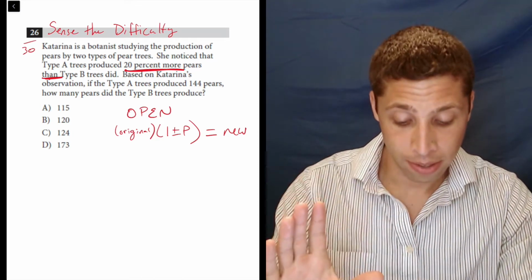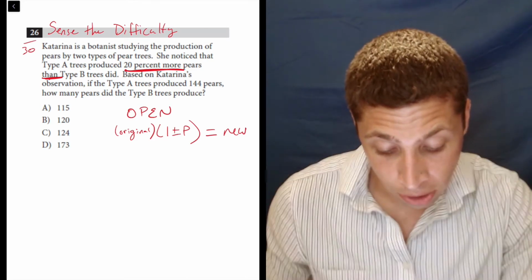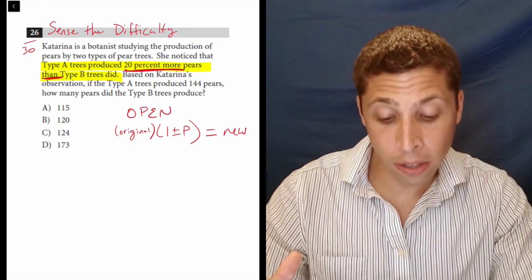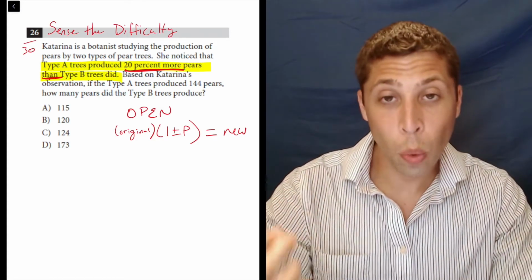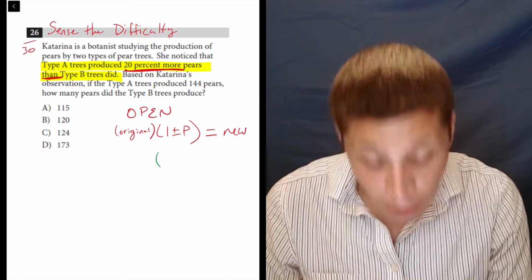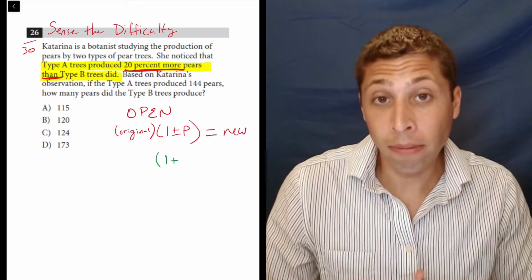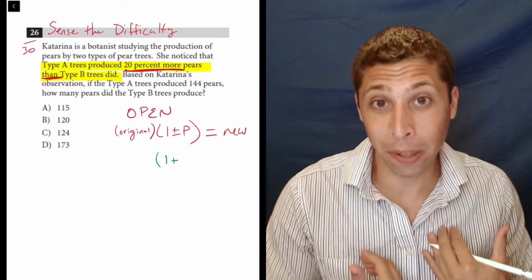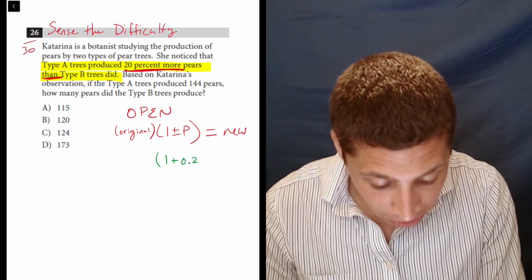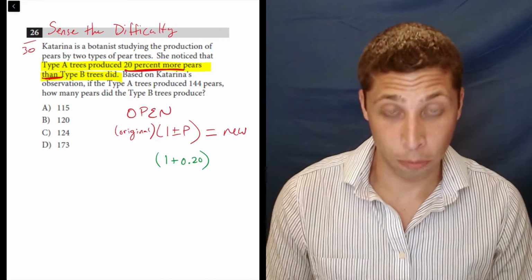So use the percentage piece. It says, type A trees produce 20% more pears than type B. That's our key phrase. So the part here that's intuitive is 20% more than, okay? So that means the P portion is going to be plus. More than, intuitively, in my formula, will turn into a plus. So we're good. And we always want to write our percentage as a decimal, so 20% more is 0.2, okay?